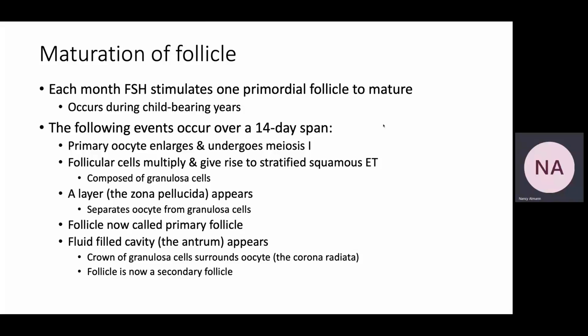Okay, during childbearing years, we just went over this. Every 4 weeks or so, FSH is going to stimulate the maturation of one primordial follicle. Over a 14-day span, this is what happens. That primary oocyte will enlarge and will undergo meiosis 1. Follicular cells are going to multiply, giving rise to stratified squamous epithelium. These are going to be composed of granulosa cells.